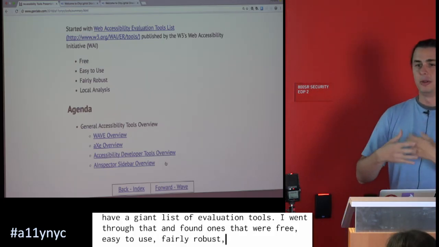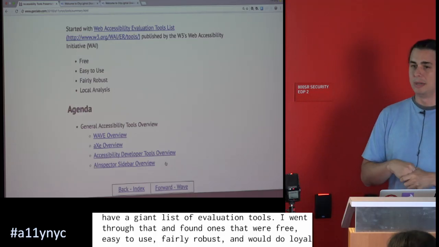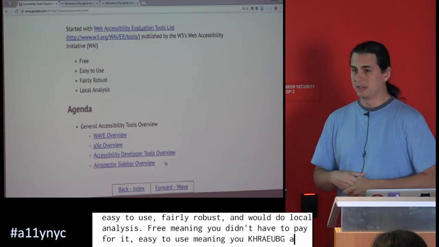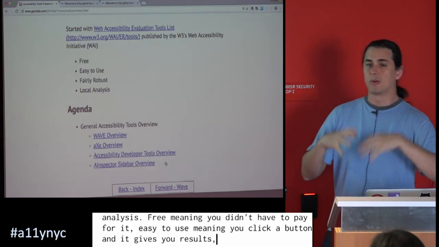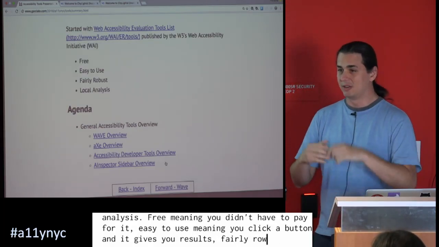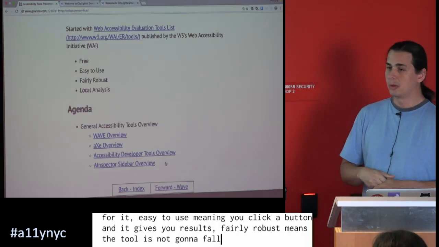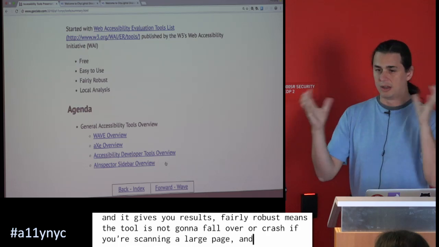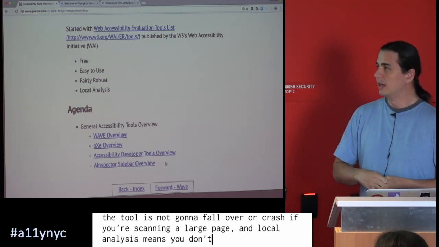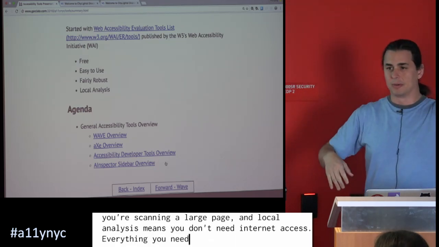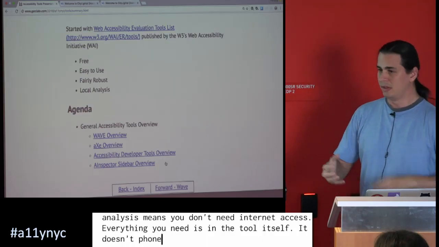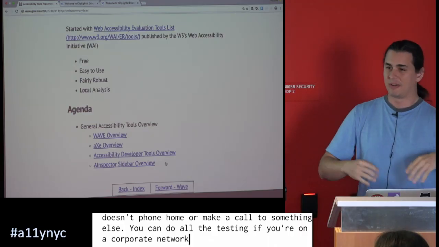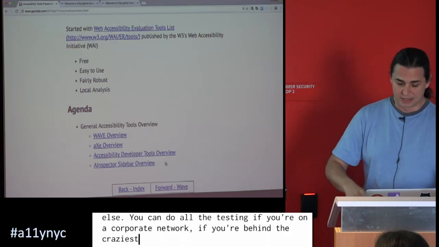Free meaning you don't have to pay for it. Easy to use meaning you click a button and it gives you results. Fairly robust means that the tool's not just going to fall over or crash if you're scanning a large page or lots of pages. And local analysis meaning that you don't need to have internet access. Everything you need is inside the tool itself. It doesn't need to phone home or make a call to something else. You can do all the testing if you're on a corporate network, behind the craziest firewall, or if you just don't have internet access.